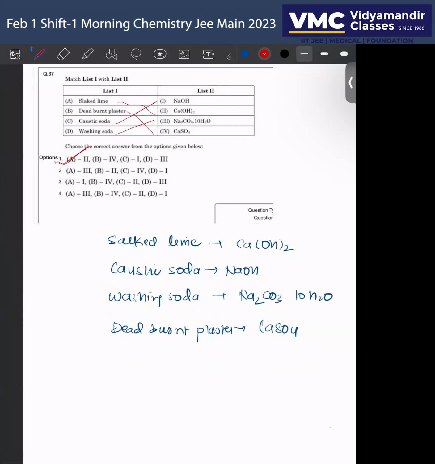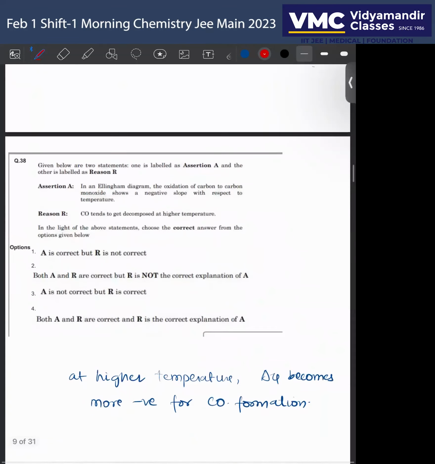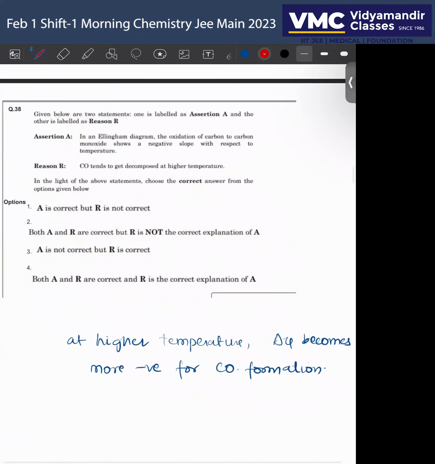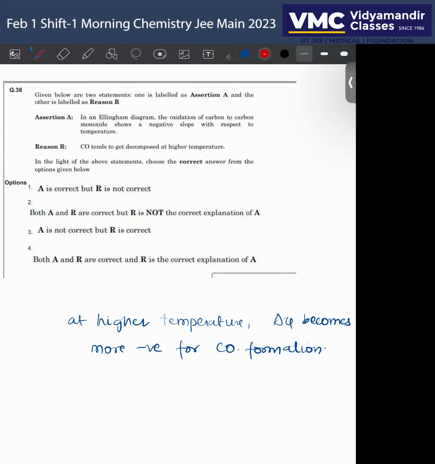Moving on to the next question. Question number 38. It is again an assertion reason type question. In an Ellingham diagram, the oxidation of carbon to carbon monoxide shows a negative slope with respect to temperature. It is right. In the Ellingham diagram, we'll see that carbon to carbon monoxide shows a negative slope.